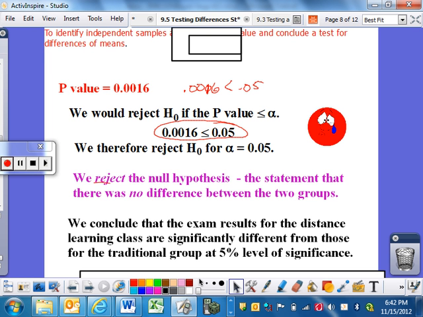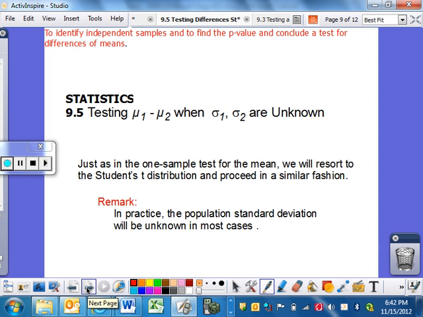Okay? Notice I did not say anything about which one is better, which one is higher, because that's not what we were looking for. In this case, we were just looking when it's not equal to. Okay? We're just looking to see if it's different. It is significantly different, and that's all I need to say about my test. I do not need to jump to any other conclusions. Okay? That was for when the sigmas were known.